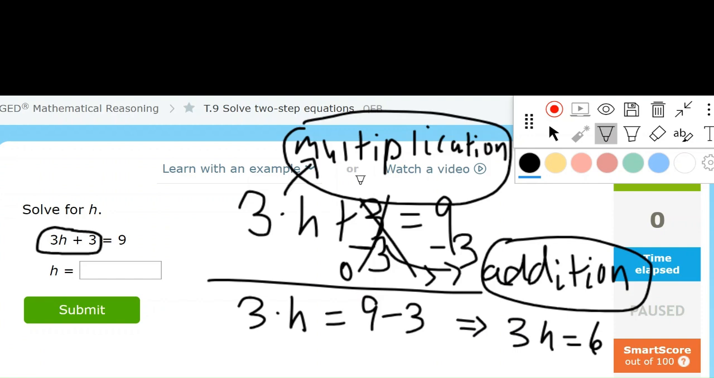Well, now we deal with the multiplication. Well, what's the opposite of multiplying? Well, it's dividing. Well, what are we multiplying here? Well, we're multiplying by 3. So the opposite of multiplying by 3 must be dividing by 3. So we divide by 3 on both sides, and we'll get h equals 2.